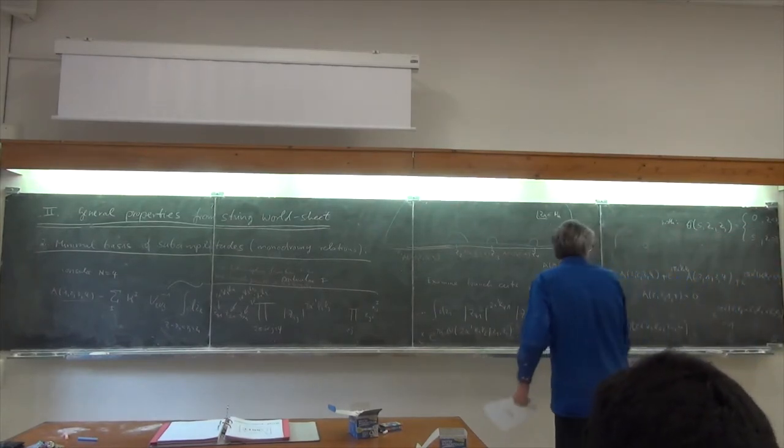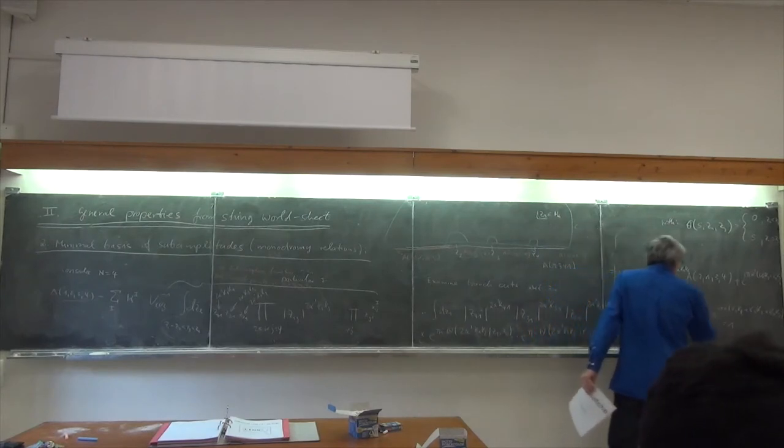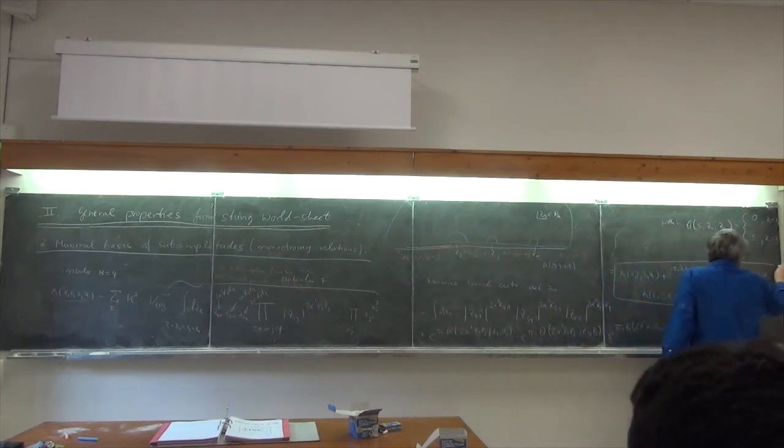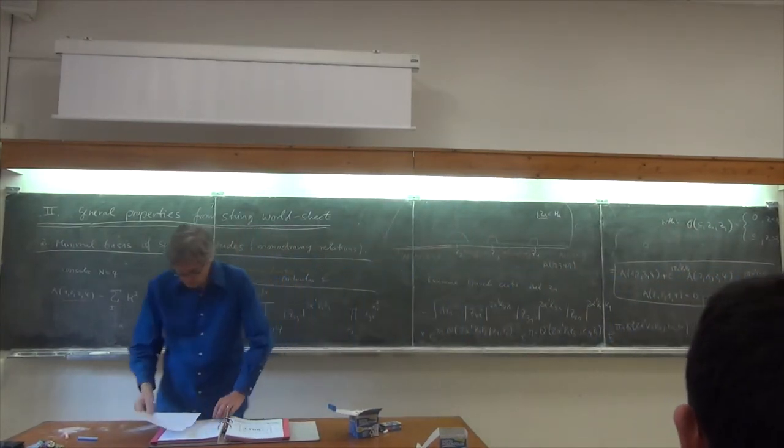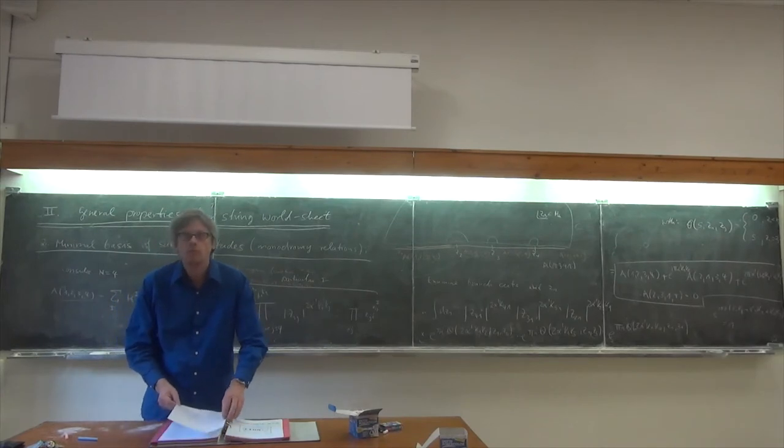By that, now we have obtained a very non-trivial relation between the sub amplitudes, which are called monodromy relations. Sorry, how do we know that the loop doesn't contribute to this?